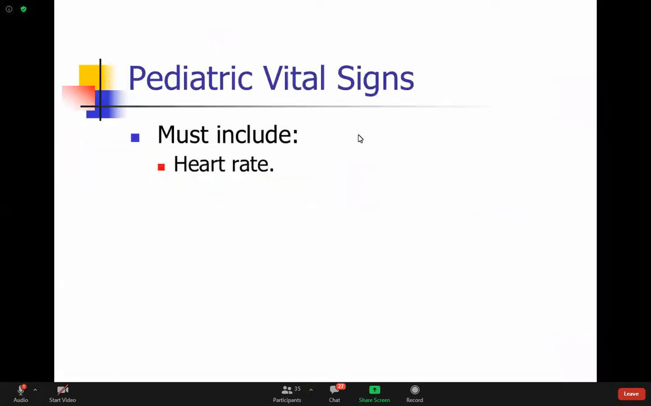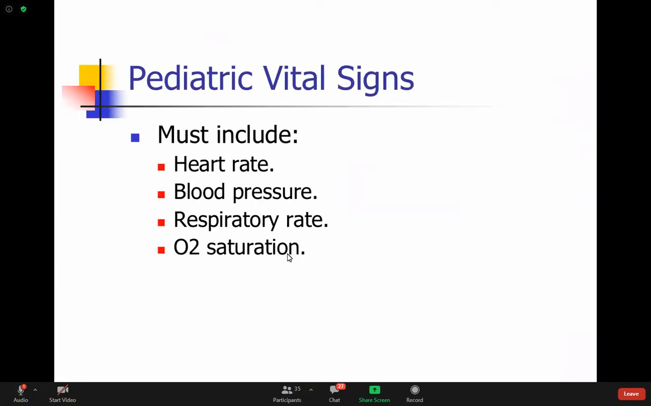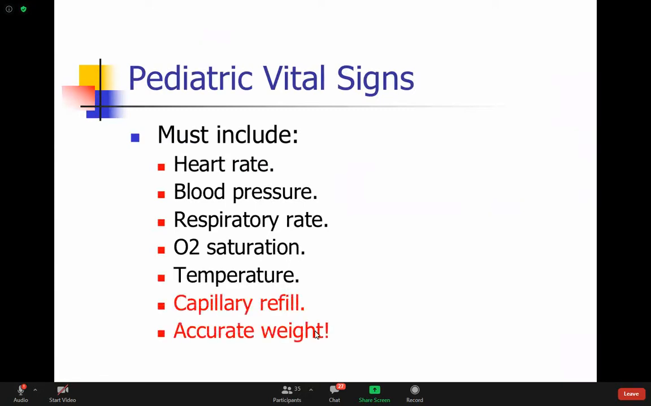So, as we said, vital signs must include the heart rate, blood pressure, respiratory rate, O2 saturation, temperature, capillary refill, and also accurate weight. Because many things in pediatrics depend on the weight. If you're going to give them medication, you're going to have to base that medication dose on the child's weight, okay?